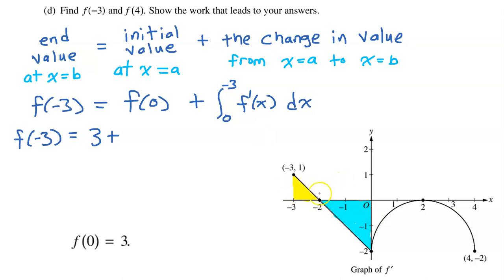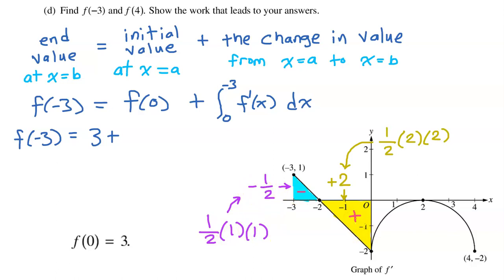Be careful. Usually, when we integrate from left to right, areas above the x-axis are considered positive, while areas below the x-axis are considered negative. However, we are integrating from 0 to negative 3. In other words, we are integrating from right to left. So the signs are reversed, and areas above the x-axis will be considered negative, while areas below the x-axis are positive. The area of the blue triangle is 1/2 base times height, so negative 1/2.